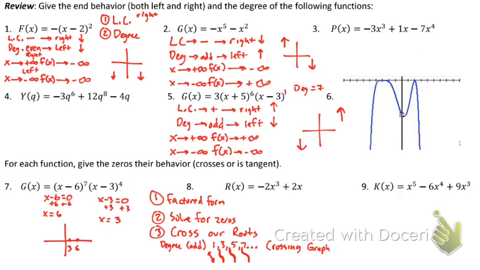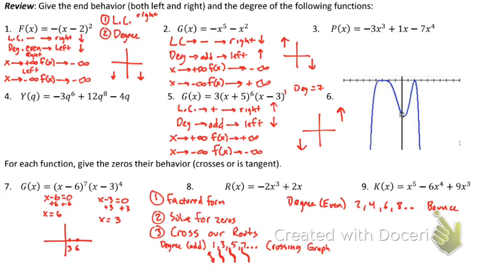Now, the even degree, so we'll put this over here. When our degree is even for each root, that means 2, 4, 6, 8, and so on, I have what we call a bounce. That means we are going to have a tangent, or bounce. That means our graph is not going to cross that root.